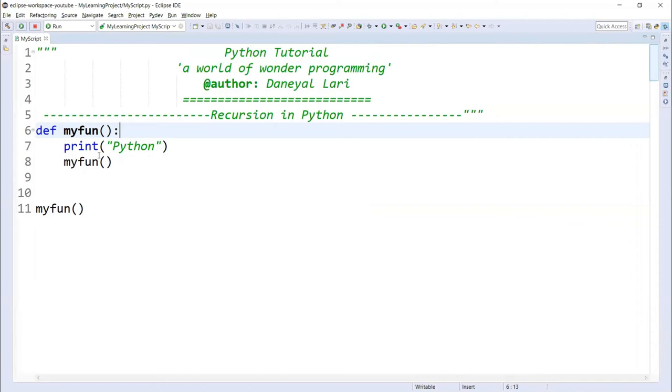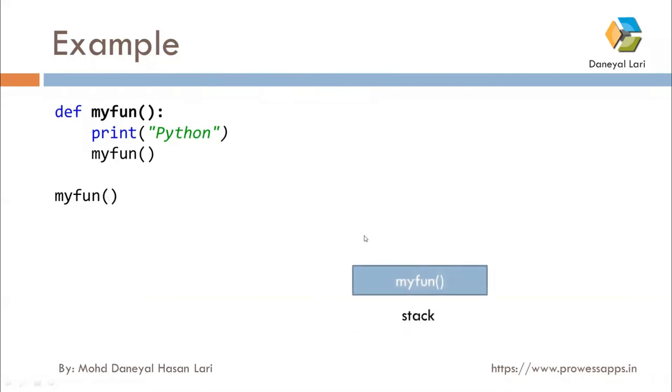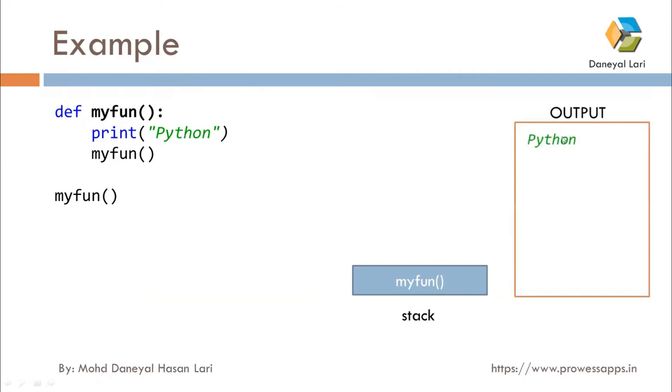So how does this function work? Just come here. I have written the same function, my fun, which prints Python and calls my fun, and I'm calling my fun here. So when this function executes, first of all it will go into the stack, as we have already seen a few minutes ago. Just look here: my fun will be in the stack, and after that it will reach this location and it will print Python. So after that you will see that the output is Python.